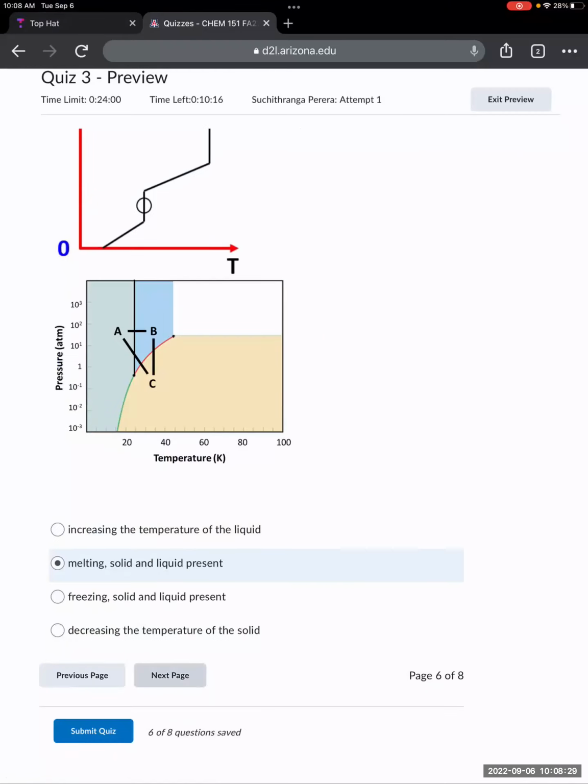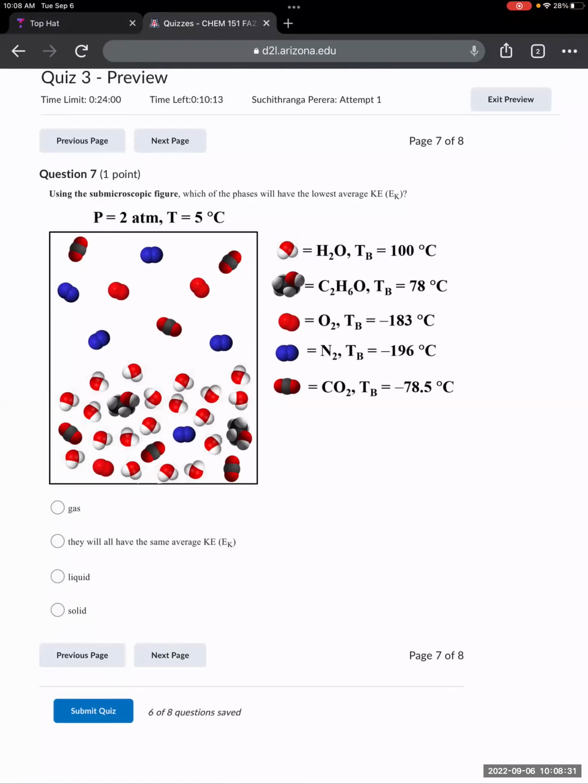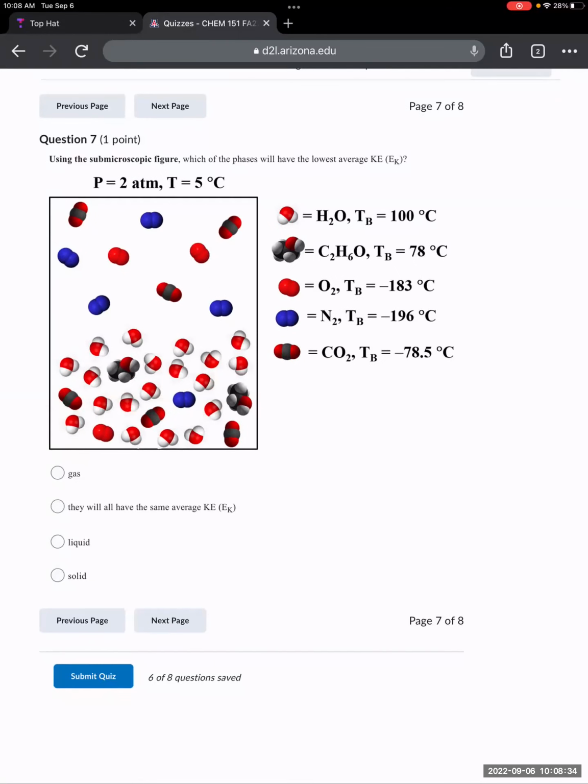And moving on. Question 7, using the submicroscopic representation, which of the phases will have the lowest average kinetic energy? Now, here's the thing. You are told that everything is at the same temperature. We don't care what the temperature is, but they are at the same temperature. If they're the same temperature, all the substances have the same average kinetic energy. They're talking about the average kinetic energy. Therefore, it should be the same in all phases.